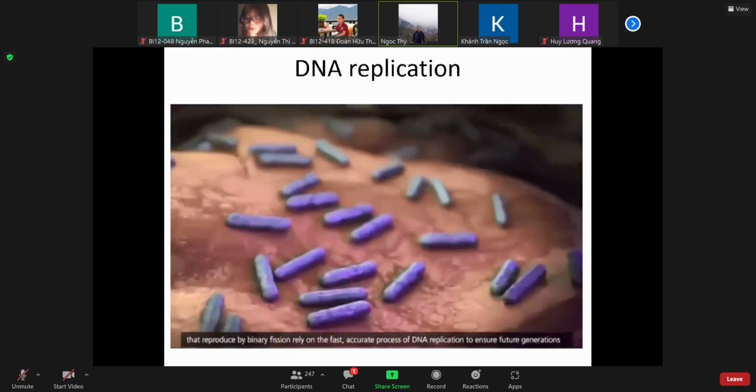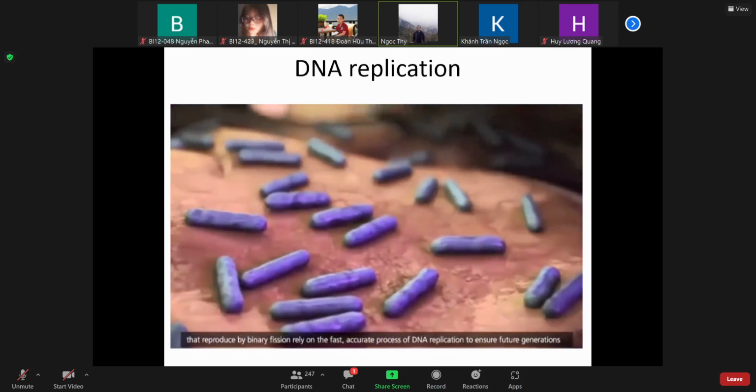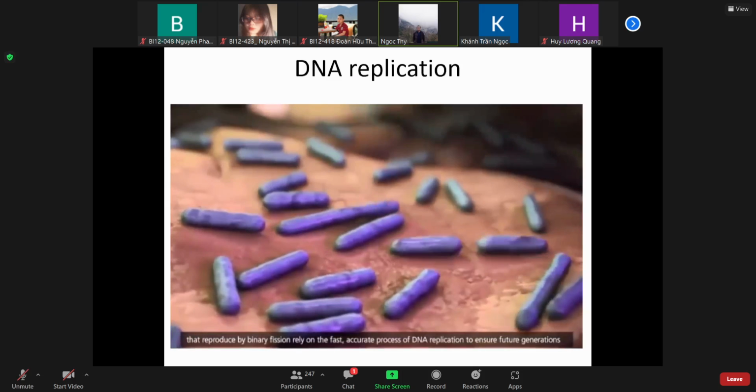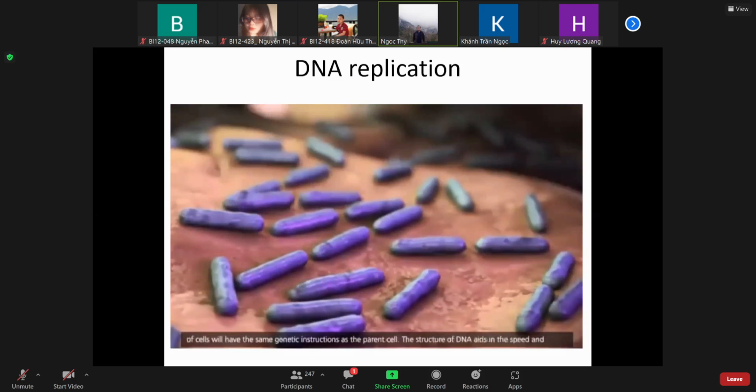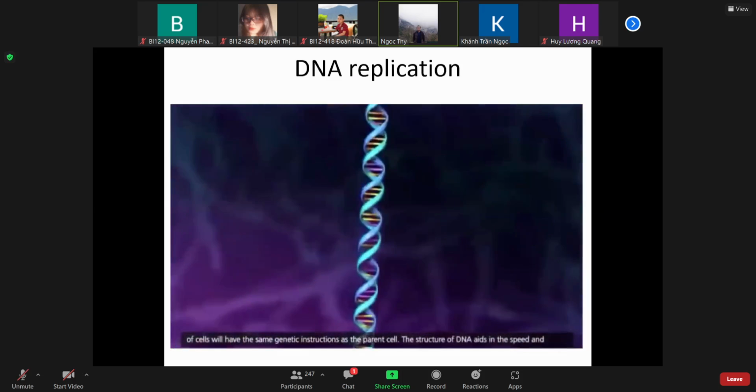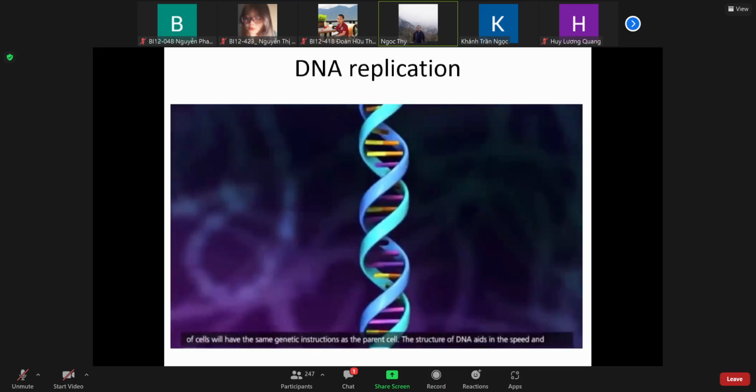Prokaryotic cells that reproduce by binary fission rely on the fast, accurate process of DNA replication to ensure future generations of cells will have the same genetic instructions as the parent cell. The structure of DNA aids in the speed and accuracy of replication.